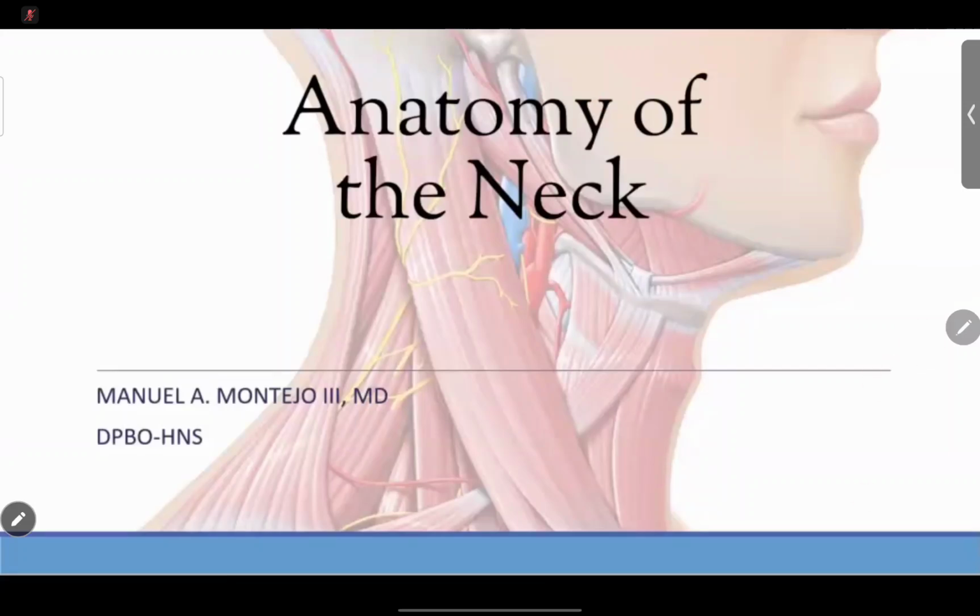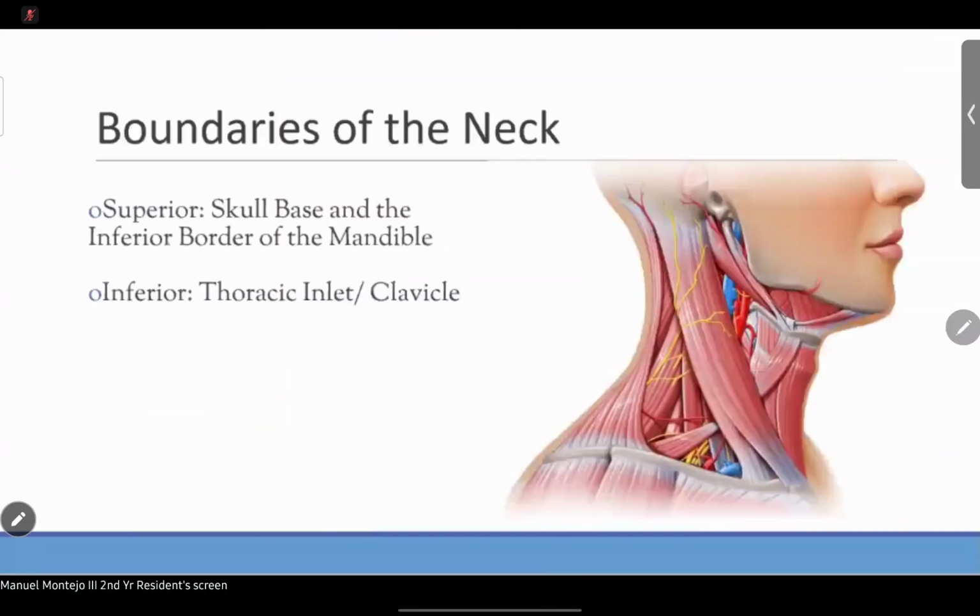Okay. So, for today, we're going to discuss two parts. One would be the anatomy of the neck, and another one would be deep neck infection. So try to absorb as much as you can, but it will be quick. Okay, let's start.